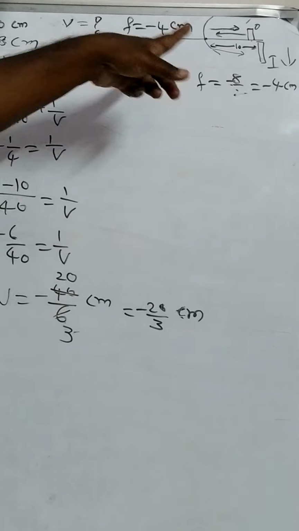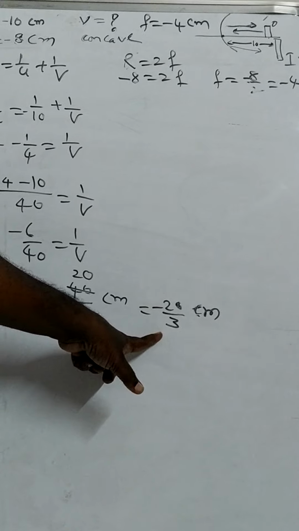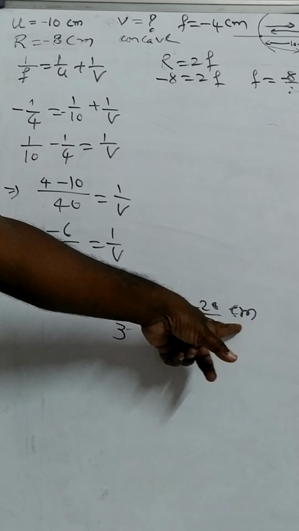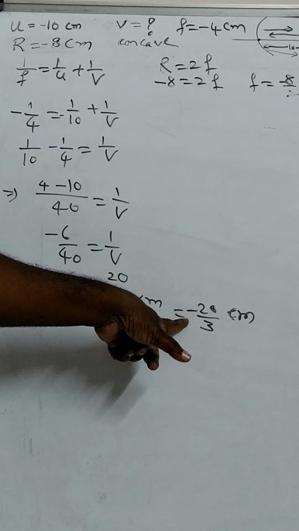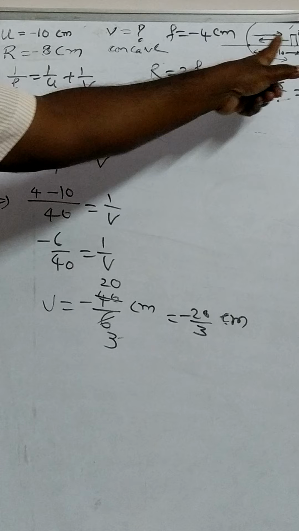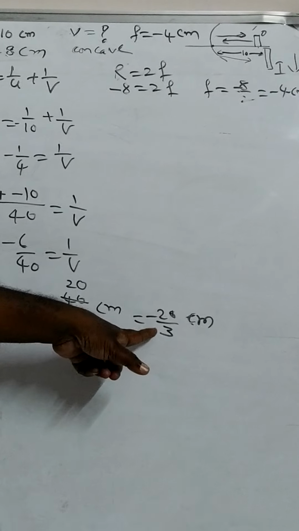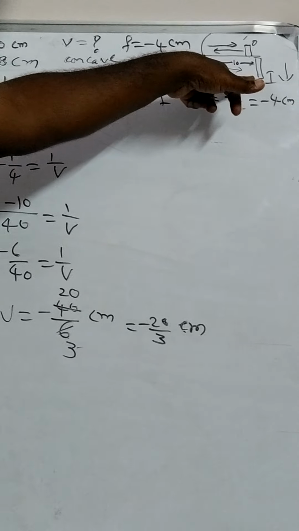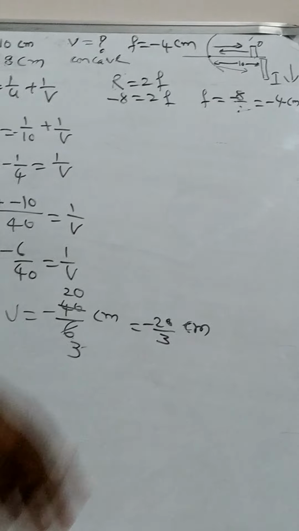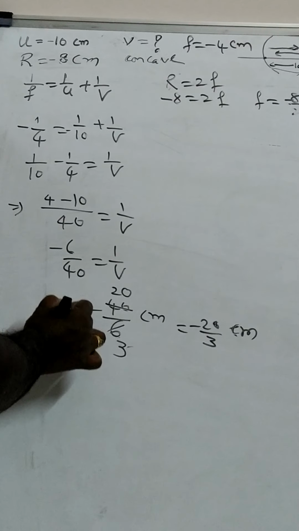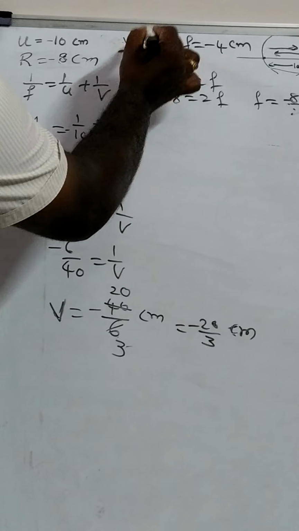Realigned inverted image. Okay, so what are these properties? The image forms at 20 by 3 centimeters. Don't say minus 20 by 3. Minus indicates opposite to light rays. So the image forms at 20 by 3 centimeters below the principal axis. That's why I am saying it is the inverted image. So this is the image distance we got.